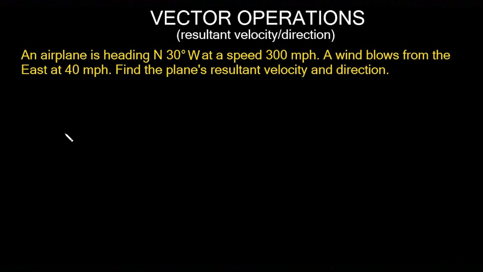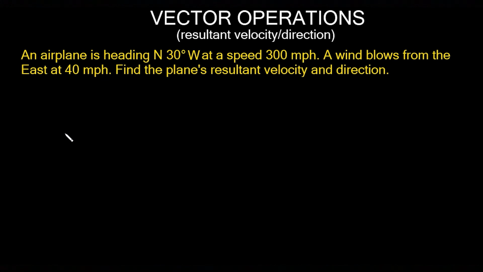Okay, so in this example, we're going to be dealing with vector applications, and in particular, bearing problems. We want to find the resultant velocity and direction. So we're going to talk about bearing and what that means and how to put that on. But why don't we go ahead and read our first example here, and then we'll talk about what we need to do to set up the problem.